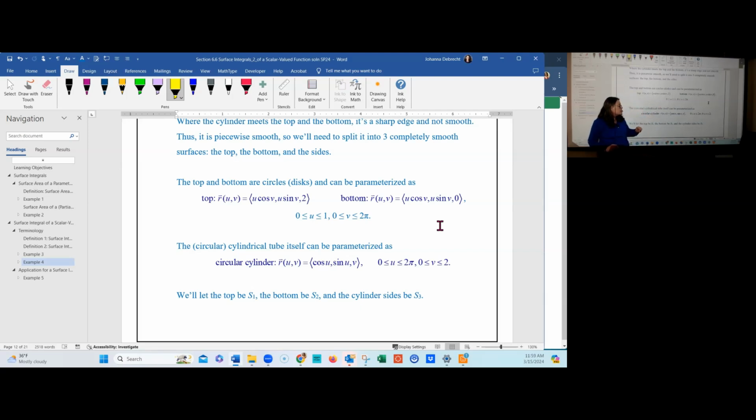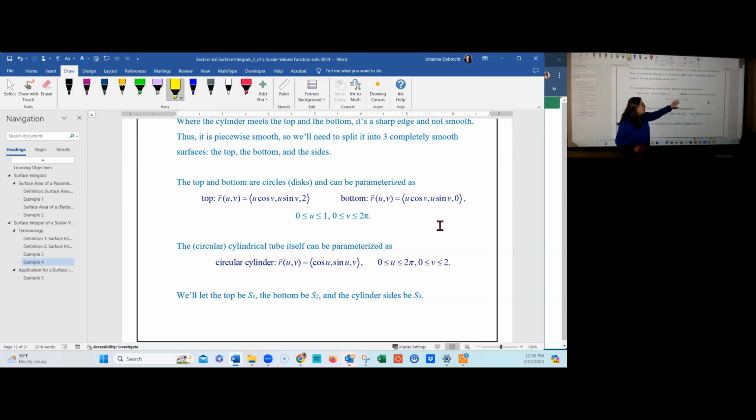The cylindrical tube itself, however, is done instead here with cosine u, sine u, v, using in a sense cylindrical coordinates, where r here is constantly 1. So we have cosine u, sine u giving us a circle of radius 1, and then we draw it up along the v-axis or the z-axis by having the third component be v. Then we're going to vary the angle from 0 to 2 pi so that we go all the way around the cylinder, and we want the height of the cylinder to go from 0 to 2.